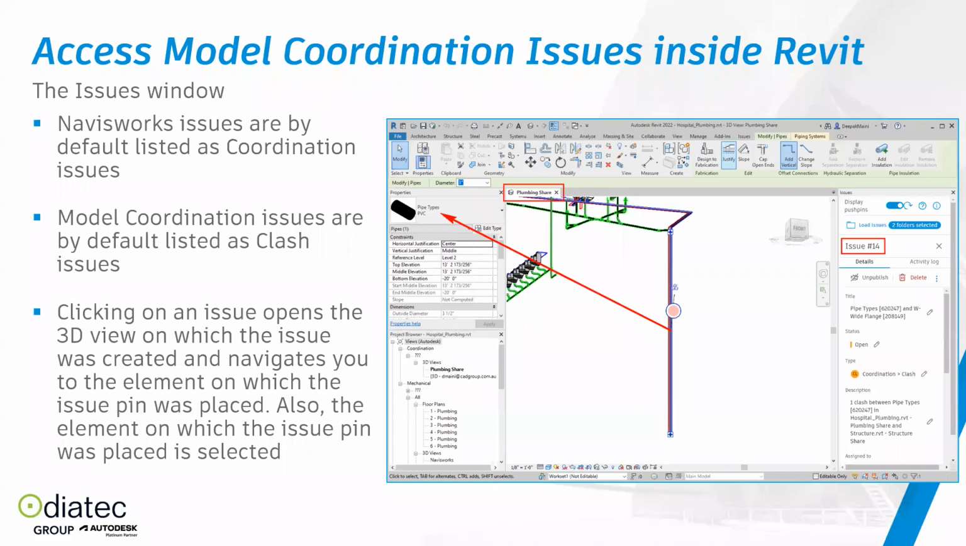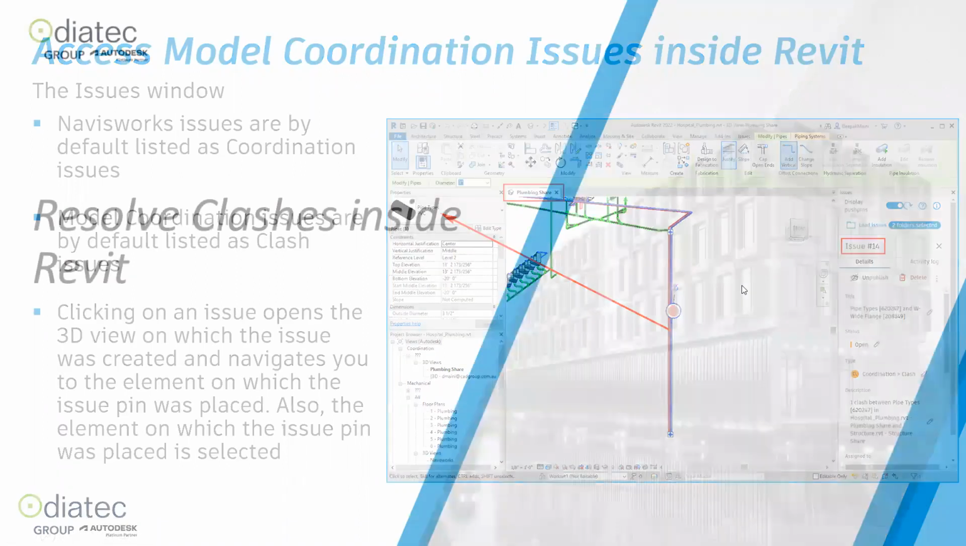And then also the element on which the issue pin was placed is selected as well. So as long as you have that issues plugin installed, it will appear up here as an issues tab item inside your Revit environment. And you'll get this type of push pin. It's kind of like a white outline with a different color inside it, depending on the status of the issue as part of that as well. And that's pinned into elements.